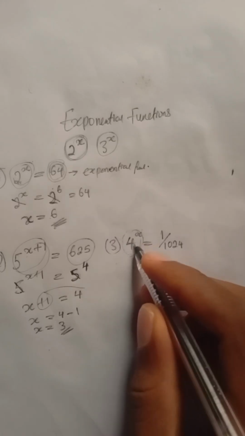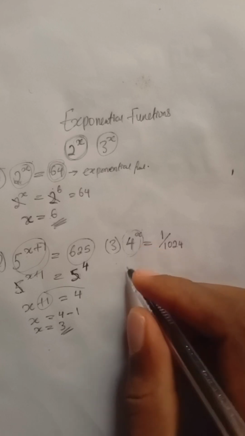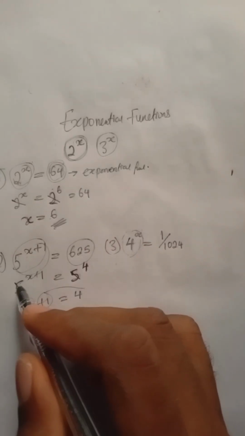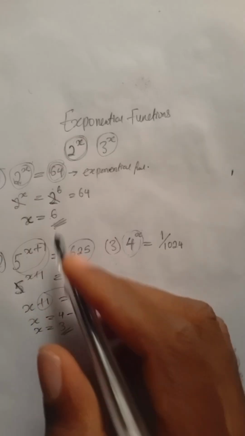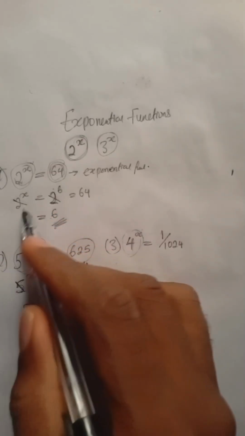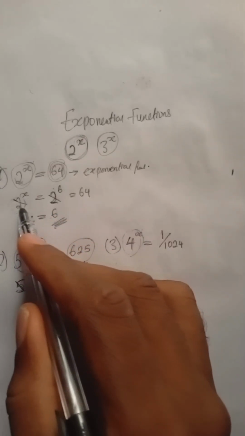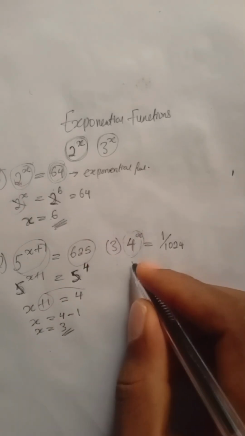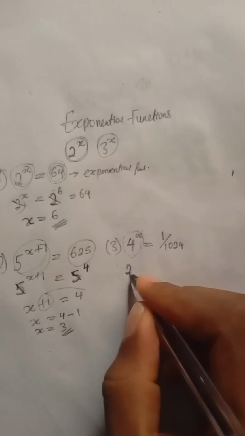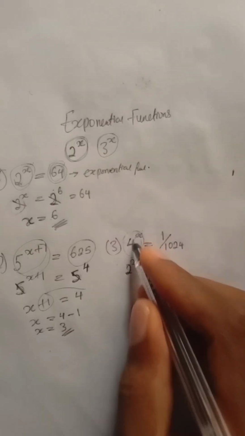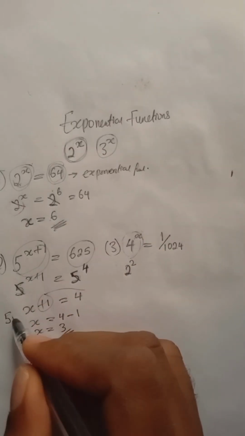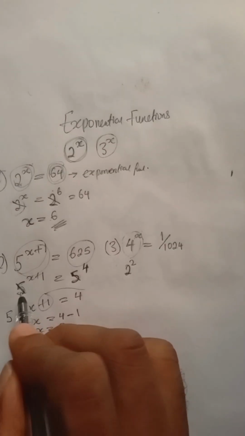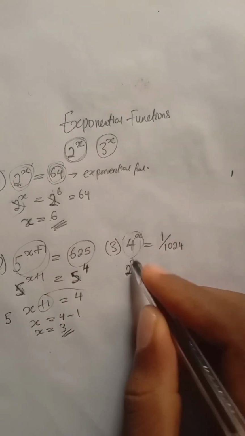4 can be expressed to the lowest base, unlike 5. 5 is the lowest base of 5, so we can't express 5 to a lower base. 2 is the lowest base of 2, and we can't express it to a lower base. So 4, we can express 4 to the lowest base. The lowest base of 4 is 2. 2 raised to the power of 2 will give us 4. But 5, there is no base and power that will give us 5. So 5 is the lowest base. But in 4, there's a base and power that will give us 4.